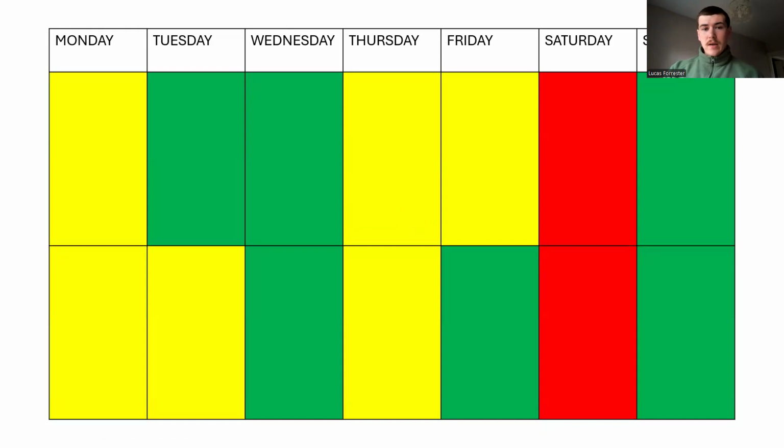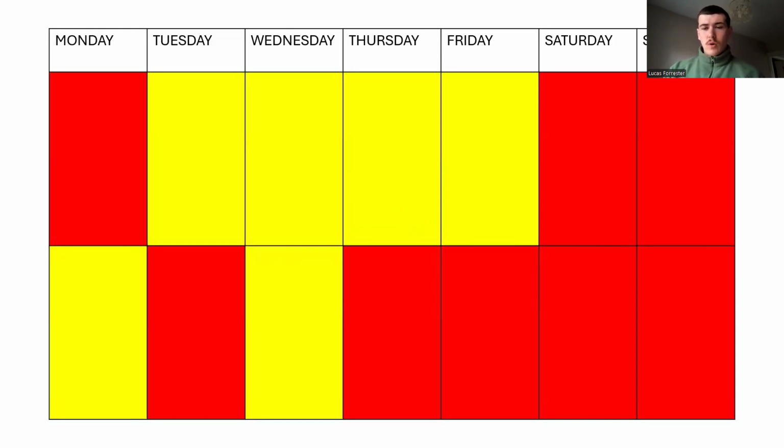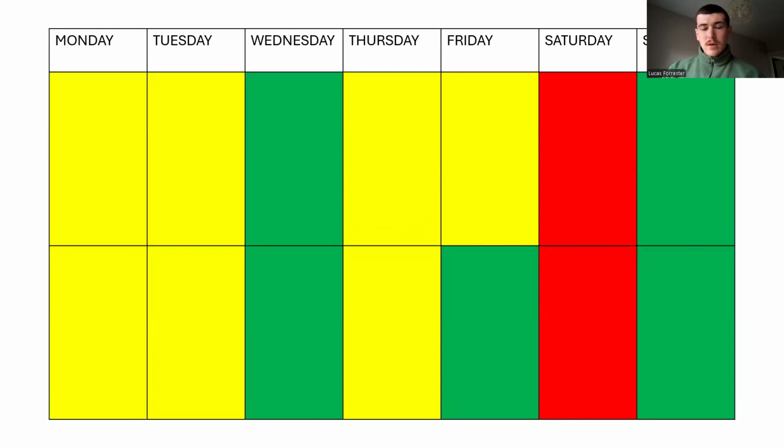Use the high, medium, and low traffic light scheme to plan your week. What are your low intensity days? What are your mediums? What are your high intensity days? So that you know, okay, Saturday I've got a game in the morning and a game in the evening, so Friday day and night needs to be as green as possible. I need to be as recovered as possible for Saturday, and then the same on Sunday again.